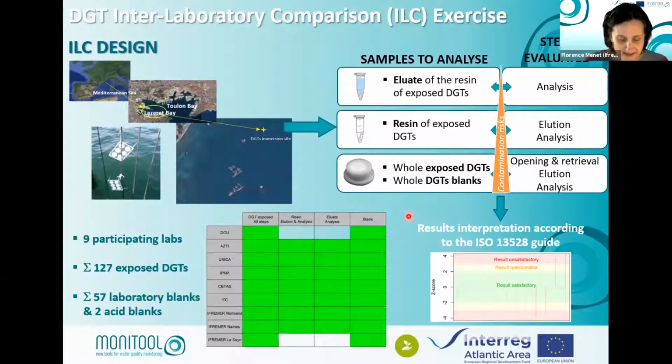So for this exercise, we had 9 participating laboratories that are listed here in this table. Most of them performed all the different steps of the intercomparison exercise. More than 127 exposed DGTs were analyzed, and 57 laboratory blanks and 2 acid blanks were also analyzed. In the following sections presenting the results, all the laboratories will be identified by anonymous numbers, so it's not the same order as in this table.